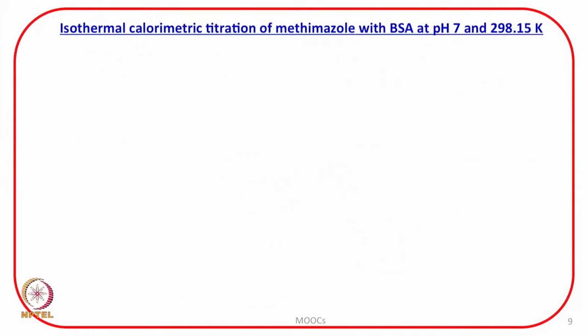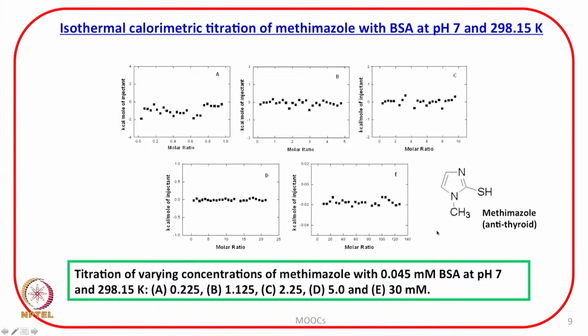Now, let us take a look at the third drug, methimazole. The isothermal titration calorimetric profiles of the interaction of methimazole, which is an antithyroid drug, did not show any cooperative ITC profile, did not show any cooperative change in the heat profile. It is just flat, which clearly suggests that this drug is not binding.